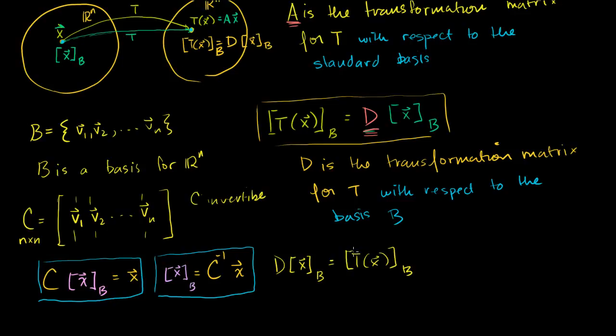But what is the transformation of x? Well, that's the same thing as A times x. That's the standard transformation, if x was represented in standard coordinates.